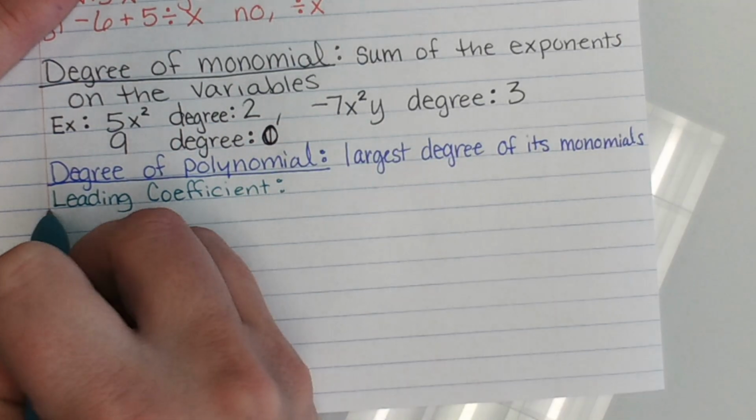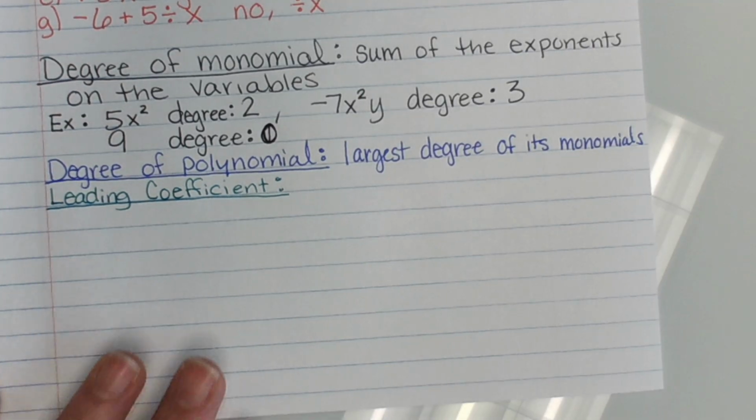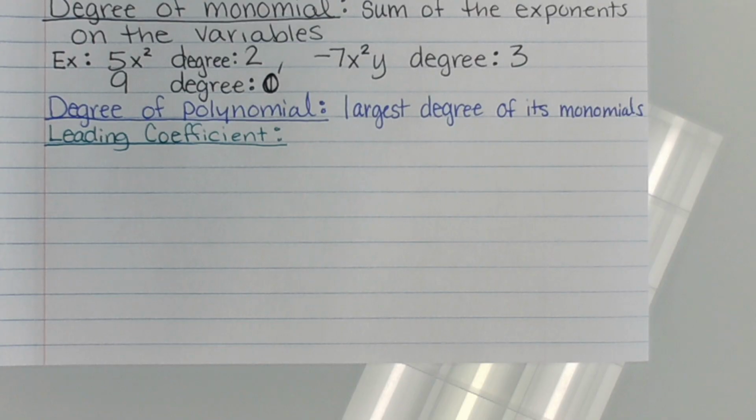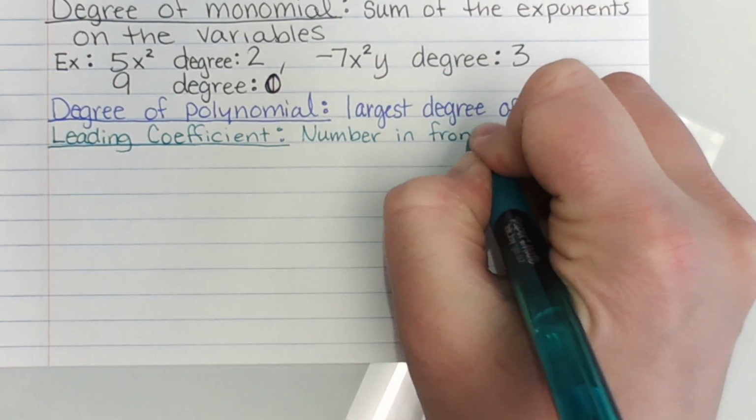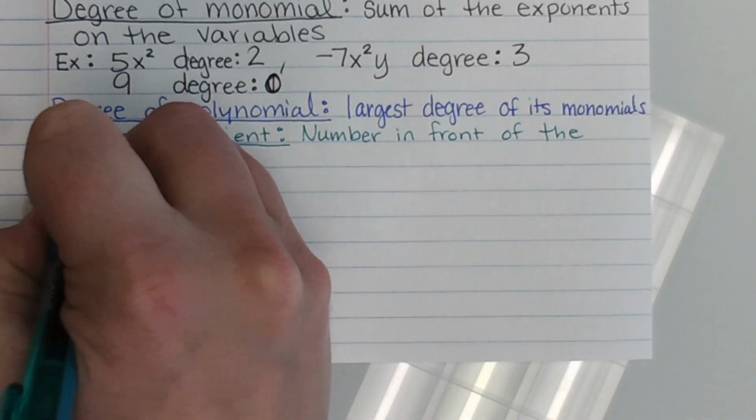Going hand in hand with degree is what's known as the leading coefficient. Do y'all remember what a coefficient is? If I look at the monomials that I had written down not too long ago, the coefficient of x squared would have been 5. The coefficient of x squared y would have been -7. What's a coefficient? The number in front of the variables. The leading coefficient is the number in front of the term with the highest degree.